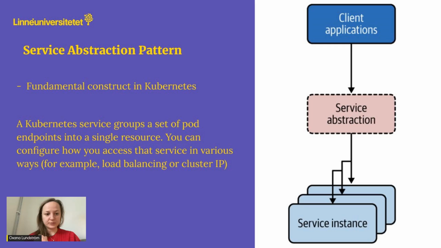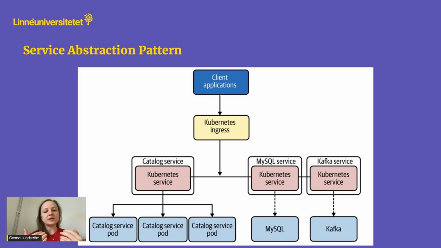The client application doesn't know anything about how the service is implemented. So this is basically what the service abstraction is. You don't need to know what language it's implemented in, what framework is running, nothing. You just have an endpoint to access the service. And then through load balancing, you probably just get a URL or API to access it.